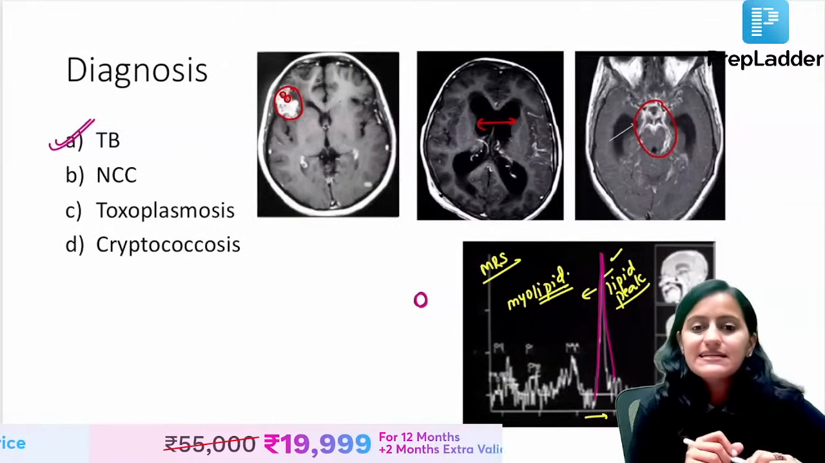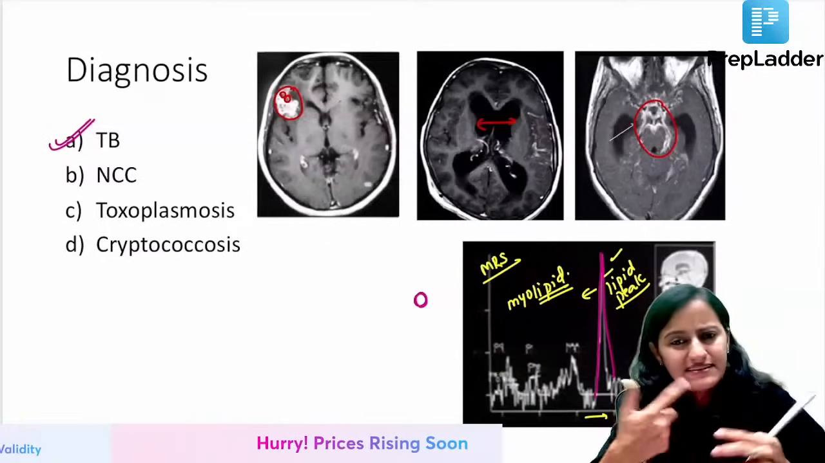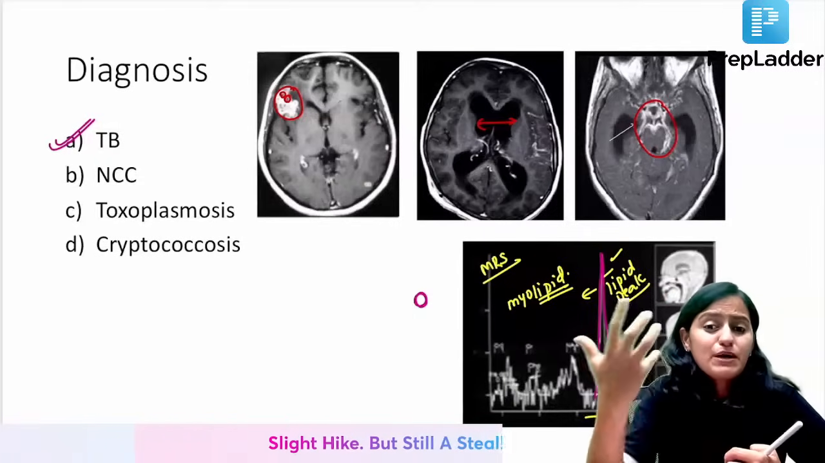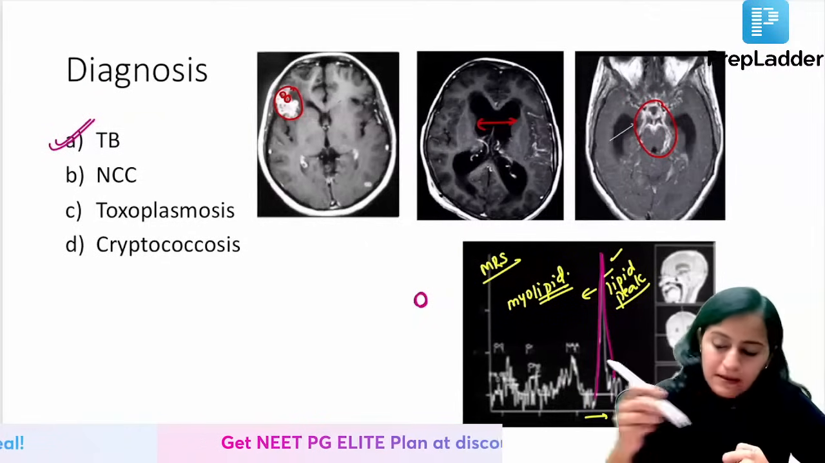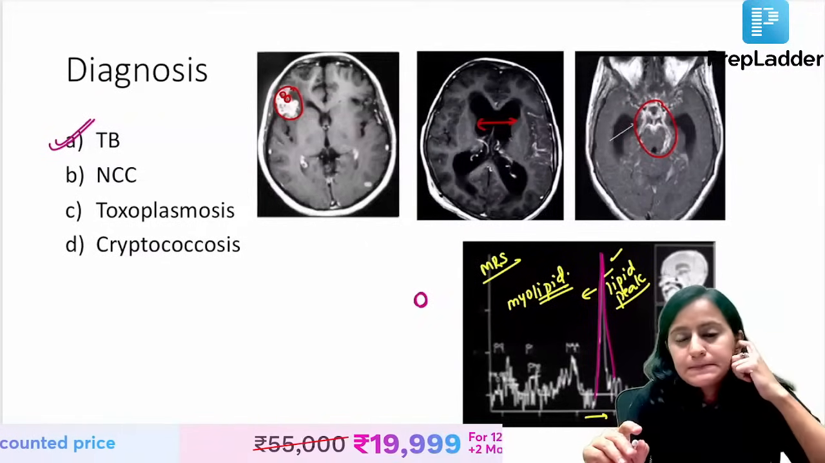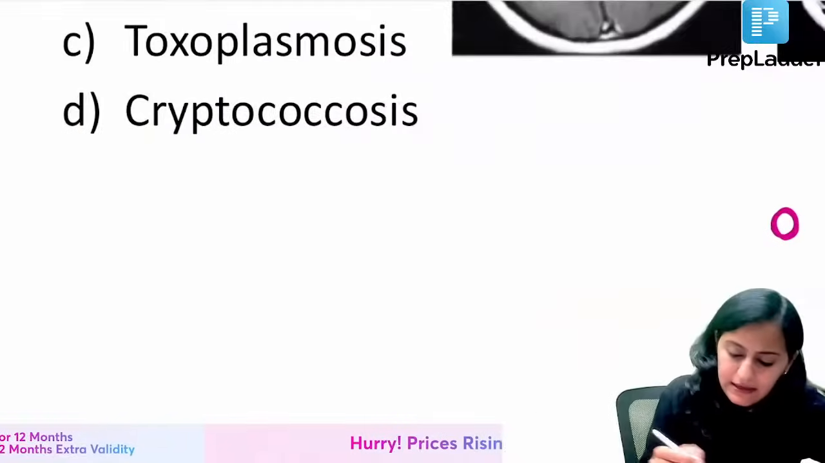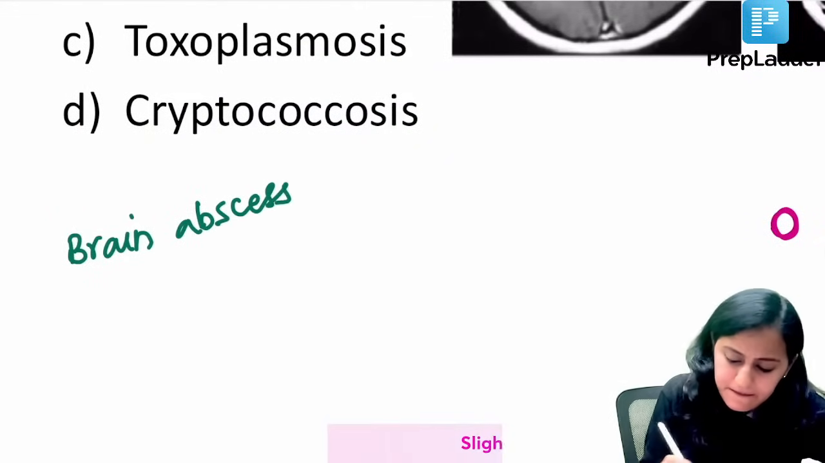Choline peak is seen in cancer. Right, because of the high cell turnover. In cancer, cell multiplication is happening, the cell turnover is higher, so the choline in the cell membrane gives a peak in cancer. Brain tumor, primary brain tumor shows choline peak. Okay. And how do you identify brain abscess on MRI?